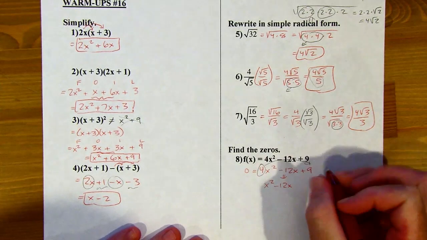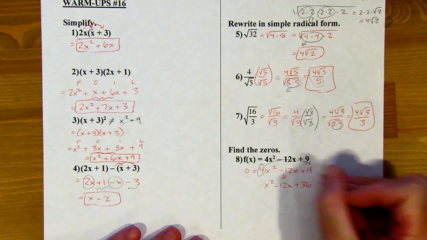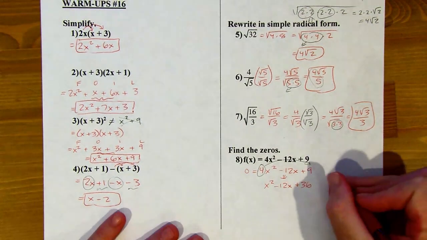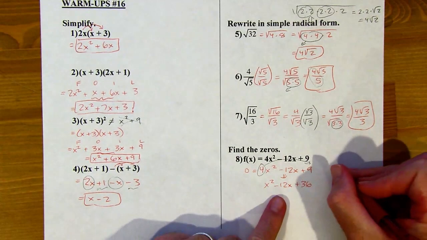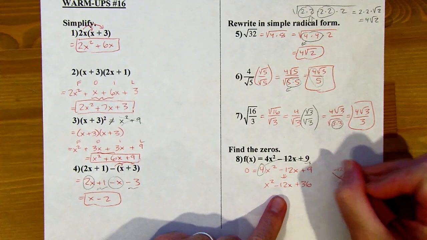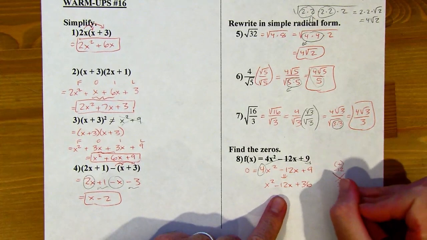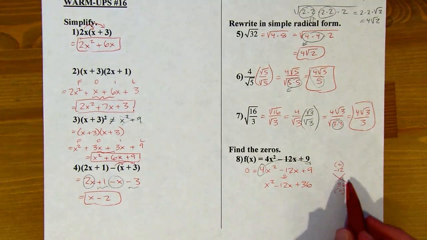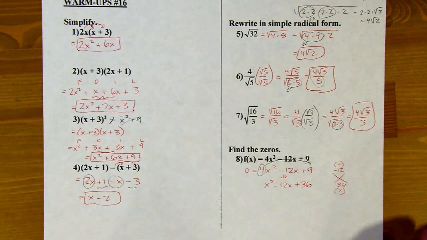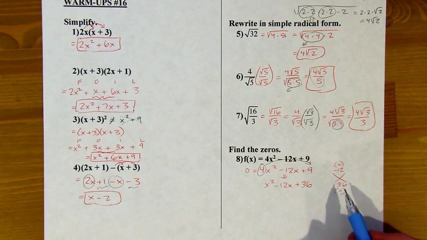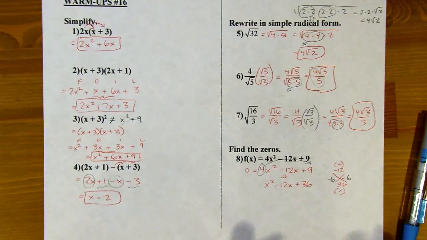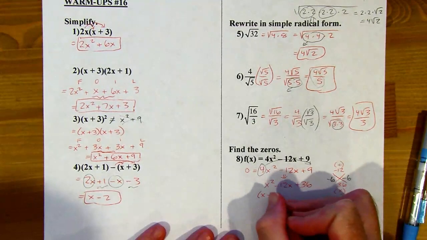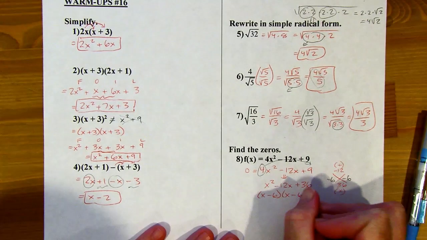So let's see, 4 times 9 is 36. I took the 4 and multiplied it by the 9. Now I can factor this new trinomial. Okay, I'm not going to list all the pairs, the ways I can multiply to get 36, but the first thing that pops into my head when I see 36 is 6 times 6. Well, if those are both negative, then they'll add up to negative 12, right? So this is going to factor into x minus 6 times itself.